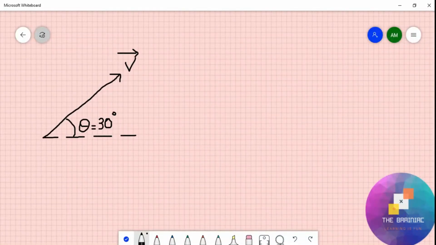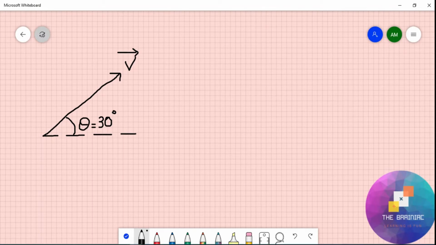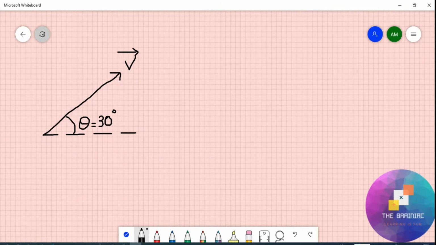Here I have a velocity vector directed at a 30-degree angle. Carefully watch this. Earlier, I had drawn a force vector, but I drew it on a Cartesian plane. But here there is no Cartesian plane. Instead, I have drawn the vector on a horizontal surface projected to a 30-degree angle. So now what we are going to do is find its components.